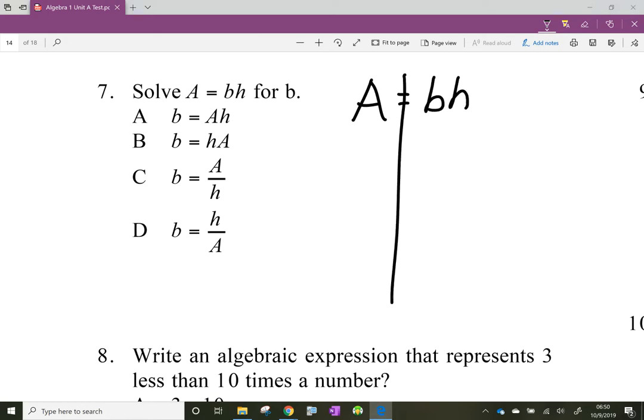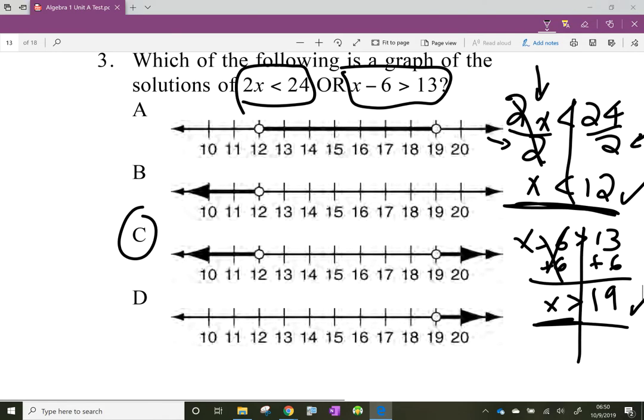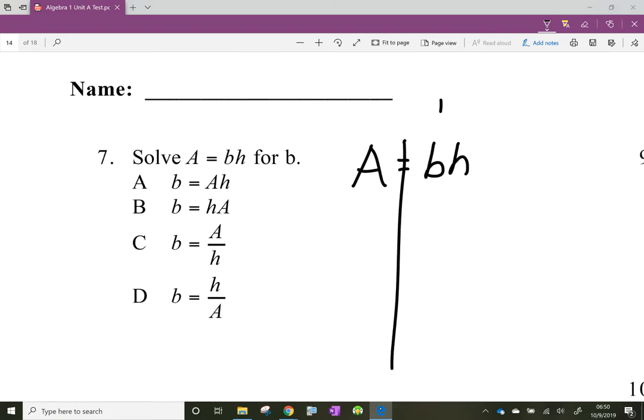Now, here's the thing. Just like before, remember when we talked about 2x earlier, we said, to get the x by itself, I had to cancel out this 2. Well, here I'm solving for B. I need to get this B by itself, which means I need to cancel out this H. If I can cancel that H out, B is going to be by itself. But again, it's not B plus H, right? It's not B minus H, right? What this is, because they're just stuck together, means it's B times H.